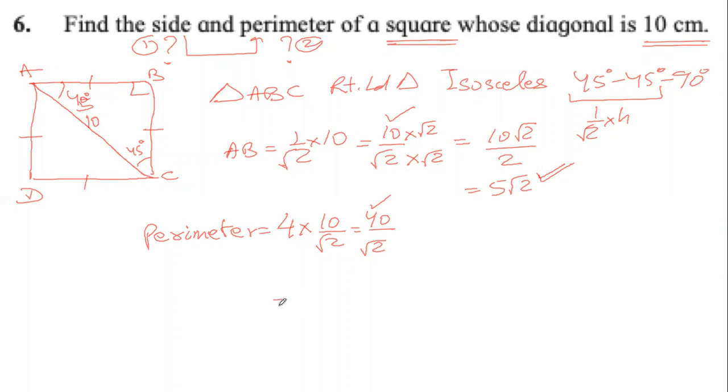Similarly, we can find perimeter as, if we take side as 5 root 2, so 4 into 5 root 2, 4 into 5 is 20. 20 root 2. It is 20 root 2.